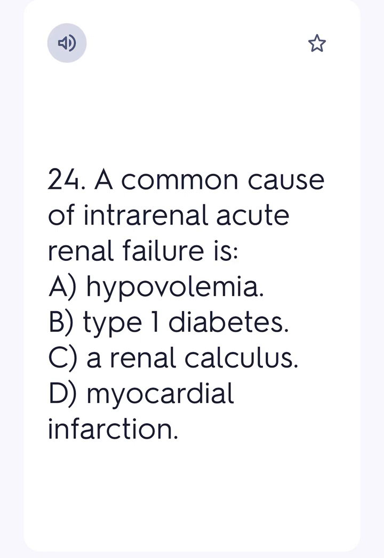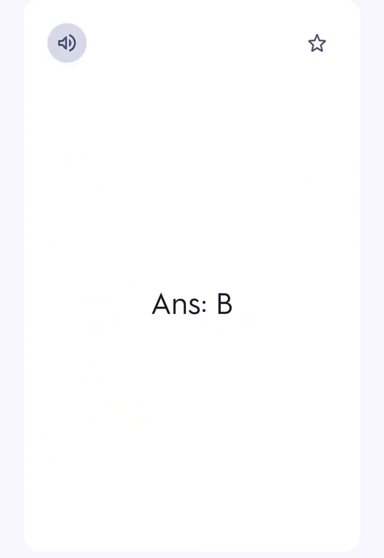24. A common cause of intrarenal acute renal failure is A. Hypovolemia. B. Type 1 diabetes. C. A renal calculus. D. Myocardial infarction. Ans. B.